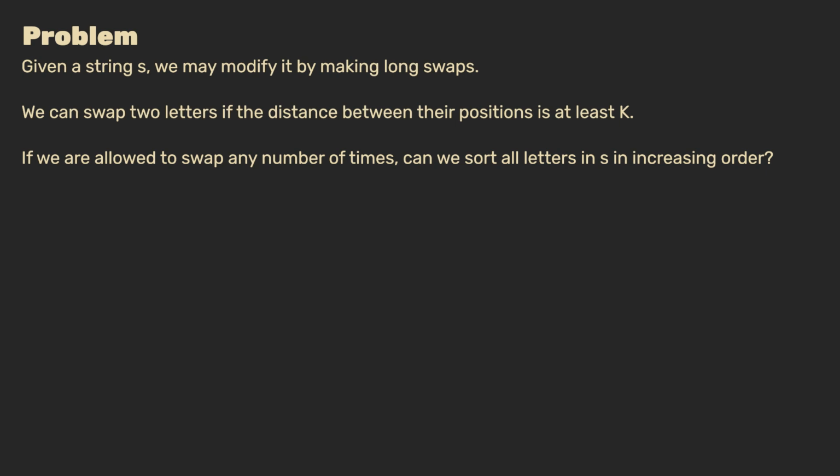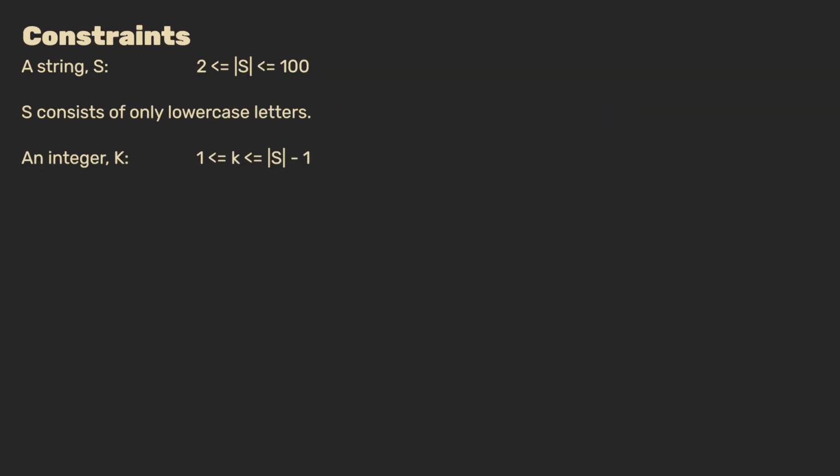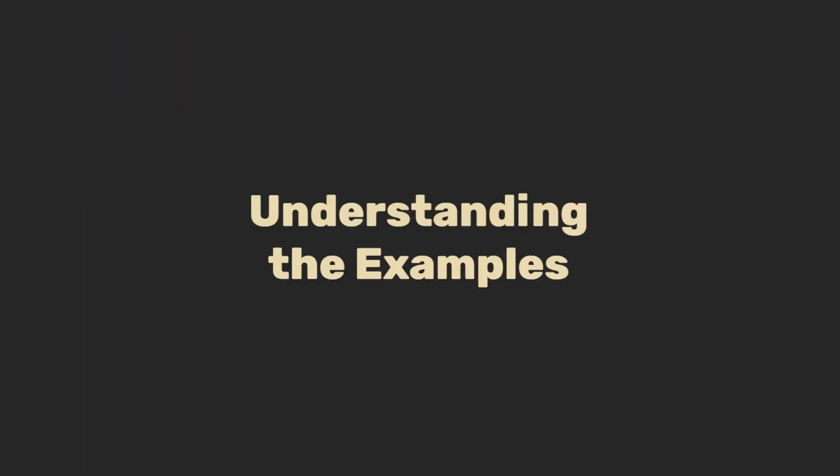Now, if we are allowed to swap any number of times, possibly 0, can we sort all letters in S in increasing order? For the constraints, we only get a string S, which shall have length of at least 2 and at most 100, and an integer k, which is at least 1, and at most the length of the string minus 1. Note that the string shall only consist of lowercase letters. And that's it. Let's take a look at some examples.